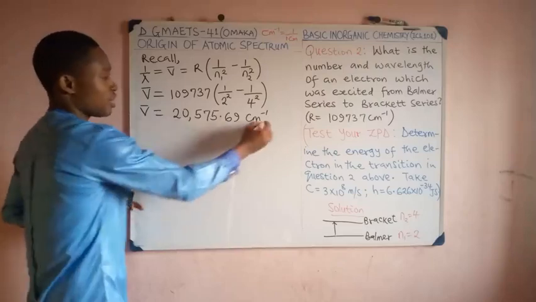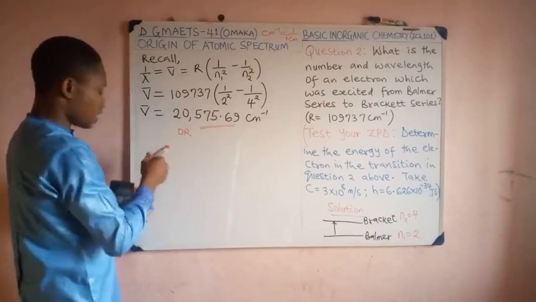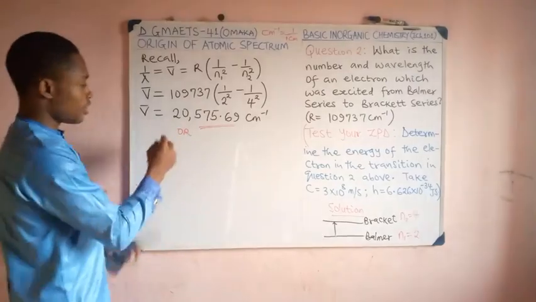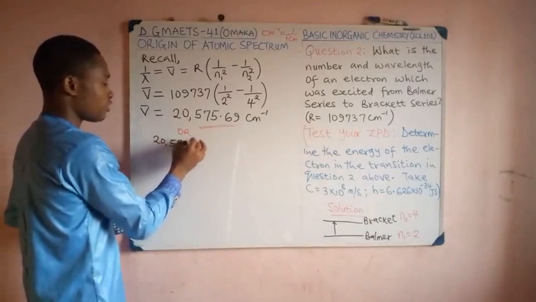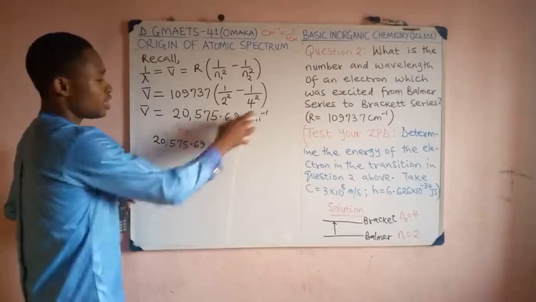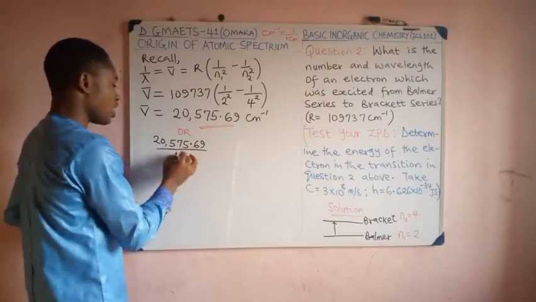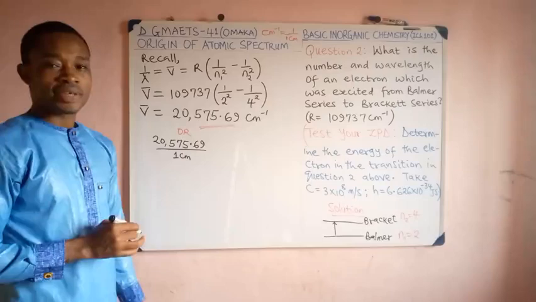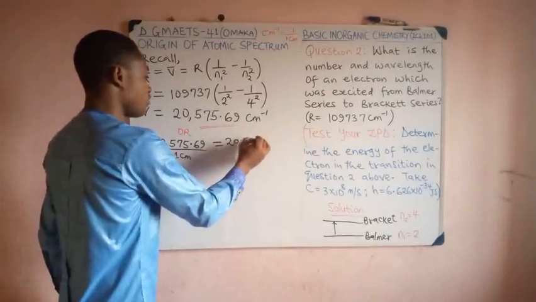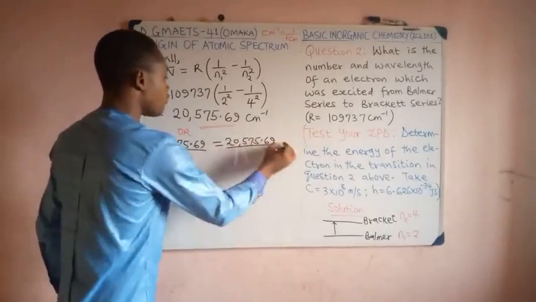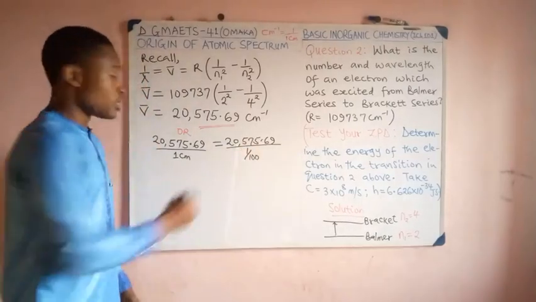This is the first part of the result, or I can place the result in meters. So let's say this is 20,575.69. You see, this per cm means divided by 1 centimeter. That's the meaning. Is that okay? And that will be equivalent to, I can now convert this to meter. It's going to be 20,575.69. To convert centimeter to meter, you divide that given centimeter by 100. So this is what we're going to get.